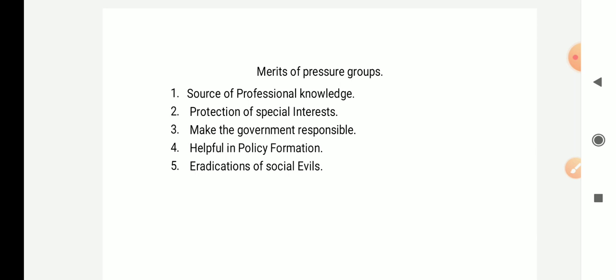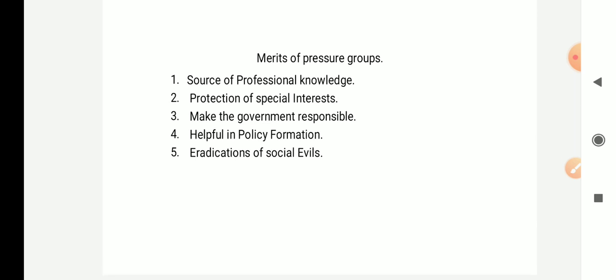Then protection of special interest. They protect special interest of their people, whereas political parties protect the interest of the general public. These interest groups and pressure groups protect special interest of the people. Make the government responsible. They criticize the government and put questions and talk about their faulty policies, and are able to make the government responsible.